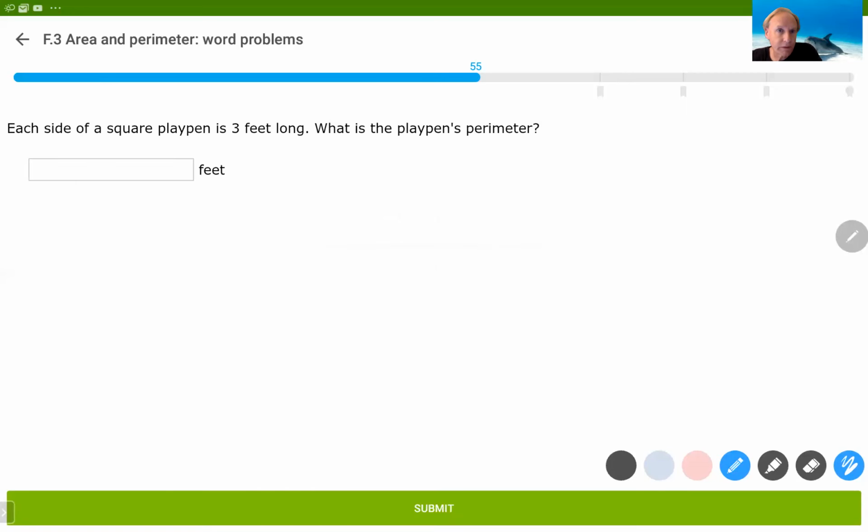Each side of a square playpen is 3 feet long. What is its perimeter? Be careful, make sure you read the directions. The perimeter is equal to 4s for a square. And in this case, it's 4 times 3, which is 12 feet. Even labeled my answer.